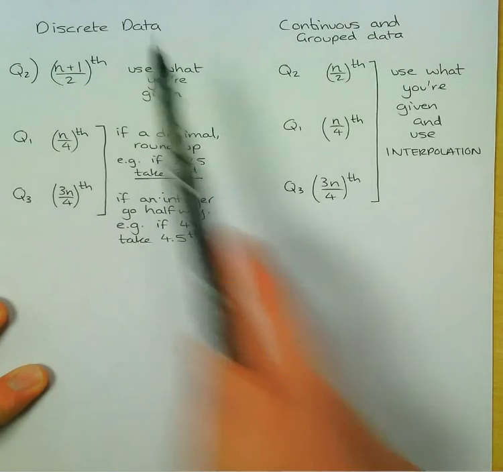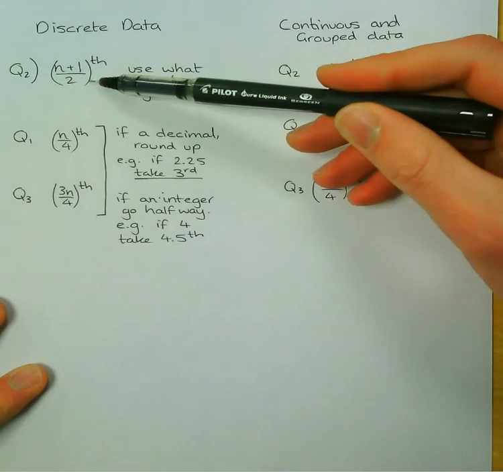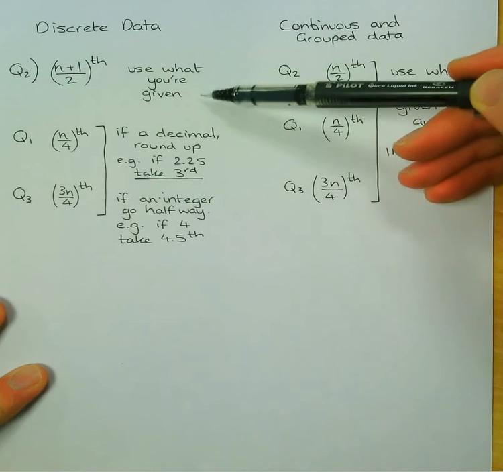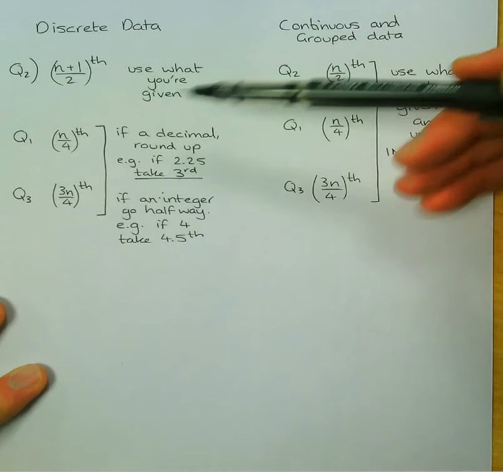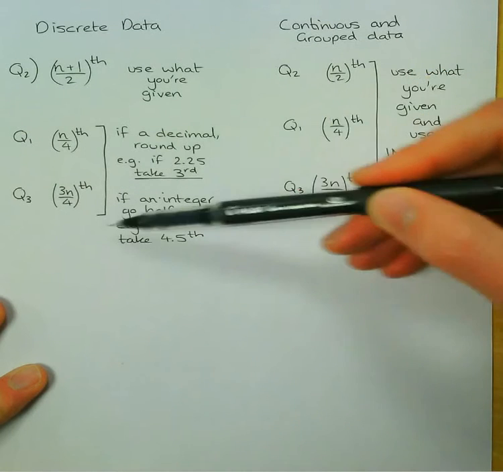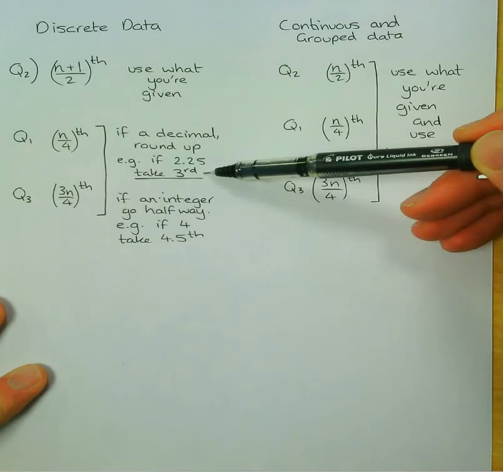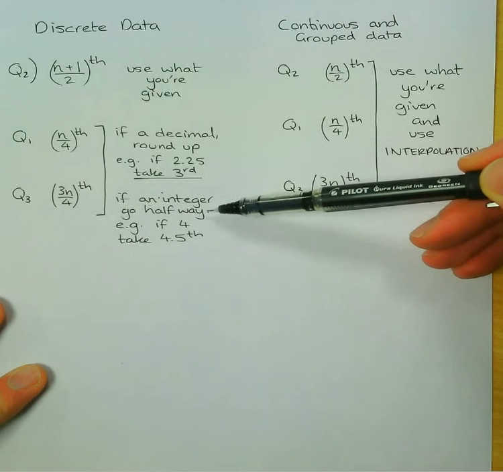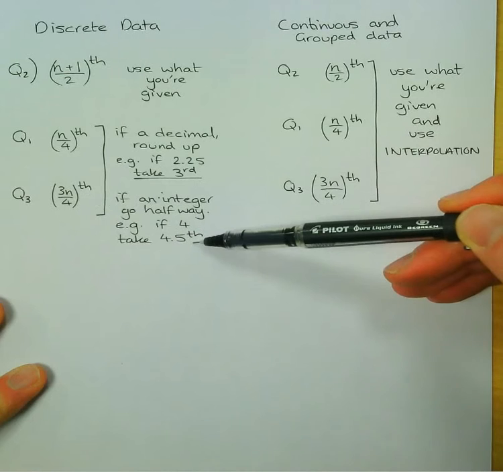So discrete data, a list of data normally. The median, you use whatever you're given. If you're given 4.5, you use it. If you're given 4, you use it. Quartiles, if you get a decimal, you round up. So if you get 2.25, you take the third. If it's an integer, you go halfway. So if you get 4 from this, you take 4.5.